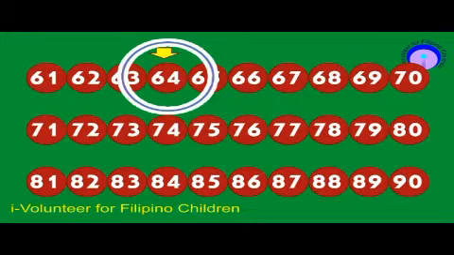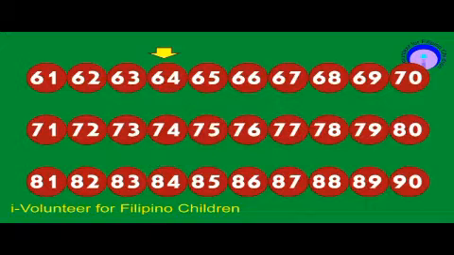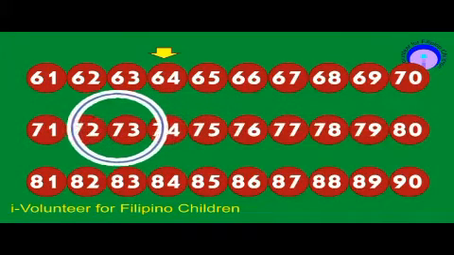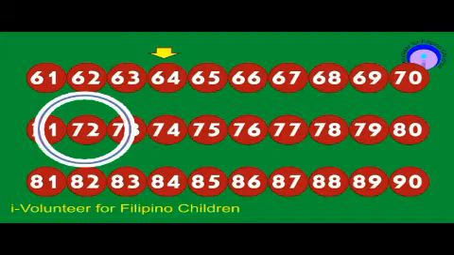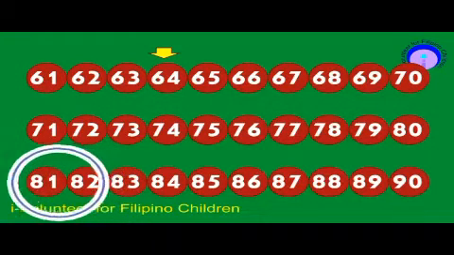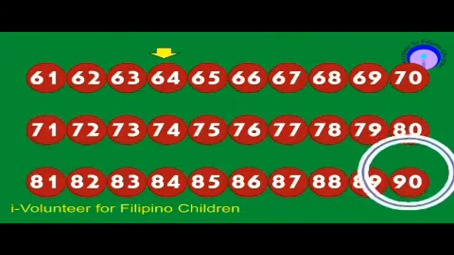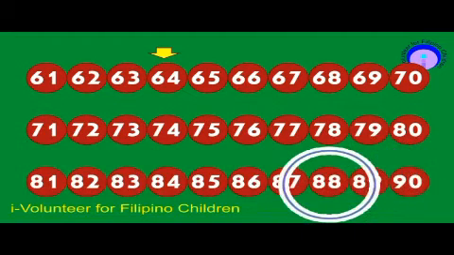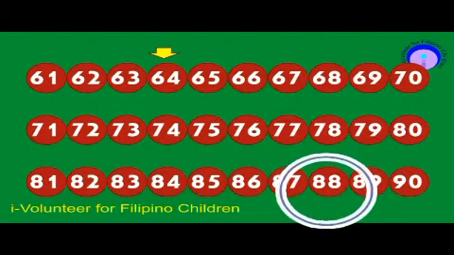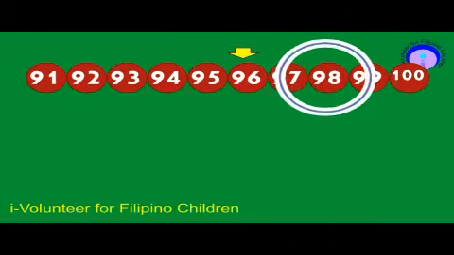Let us continue. 64 plus 10 is equal to 74. Minus 2 is equal to 72. Let's continue. 72 plus 10 is equal to 82. Minus 2 is equal to 80. Let us proceed. 80 plus 10 is 90. Minus 2 is 88. 88 plus 10 is equal to 98. Minus 2 is equal to 96.